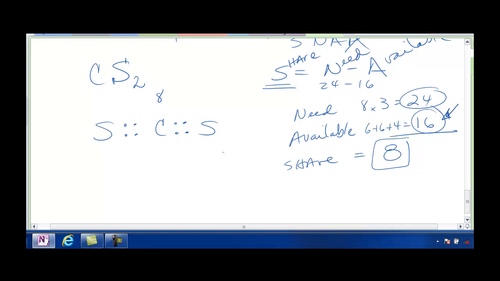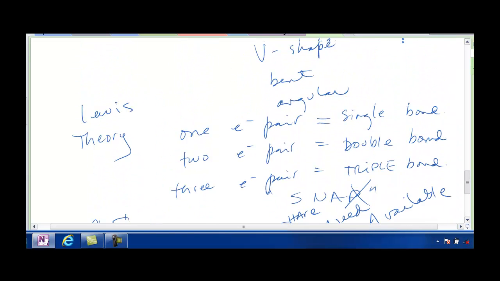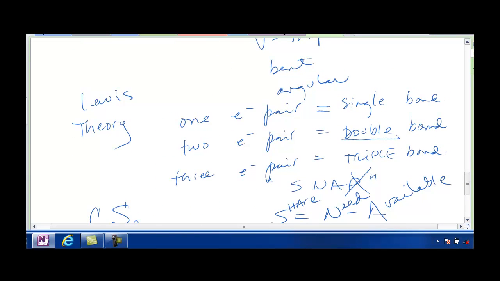So the whole idea is to make 8 for every element. If this sulfur has 4, it needs 4 more to make it to 8. And if this sulfur has 4, it needs 4 more to make it to 8. I don't care where you put them. But this thing right here is my bonding. You can't double it; you have to only do one line so it won't get erased. That's 2 electron pairs. So what is that? 2 double bonds.